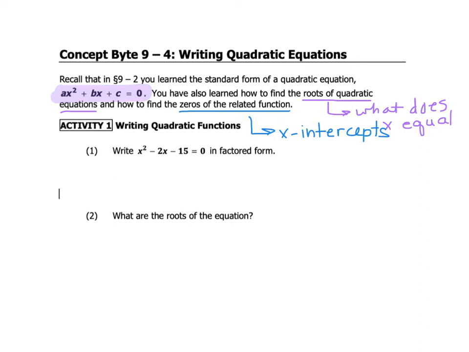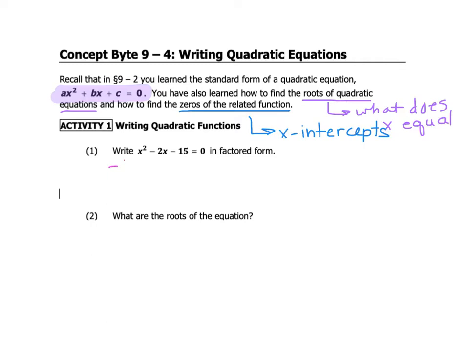The first thing we're going to want to do here is go to problem 1. Problems 1 through 9 follow along exactly with problems 1 through 9 in your text, so you should follow along on your paper. First, we're going to write x squared minus 2x minus 15 equals 0 in factored form. We don't need slide and divide because we don't have a number in front of x squared. All we need is what multiplies to negative 15 and adds to negative 2.